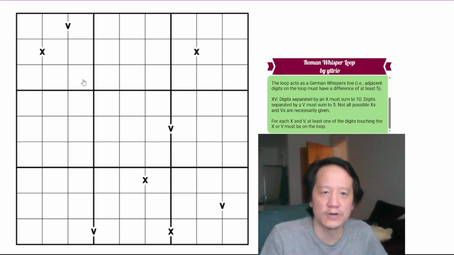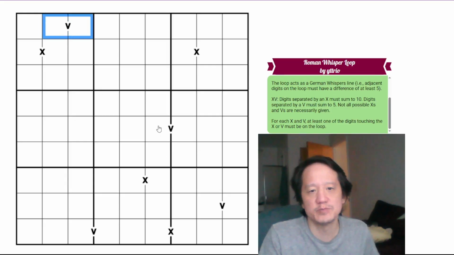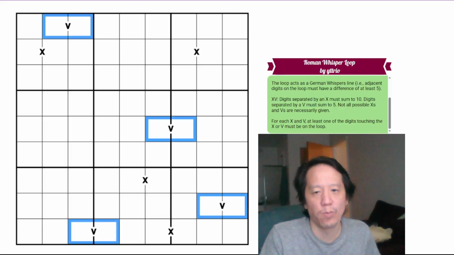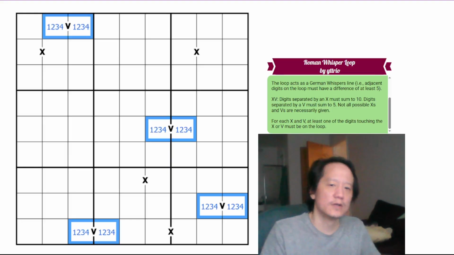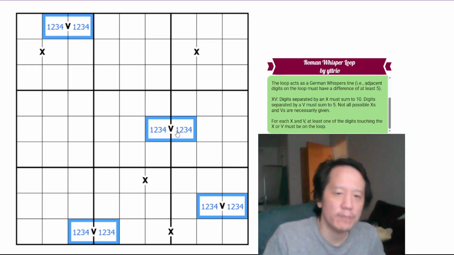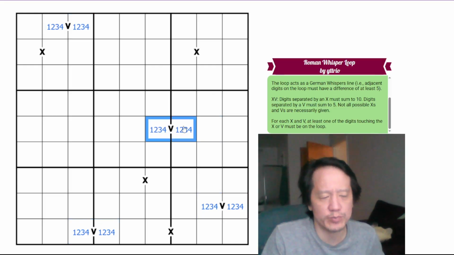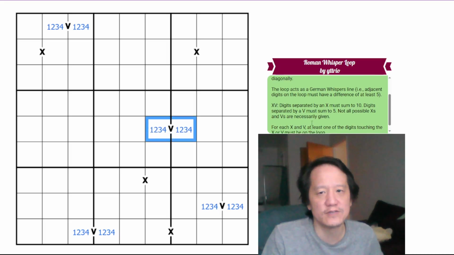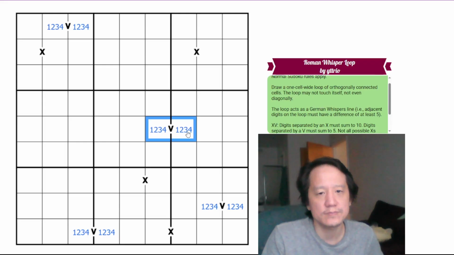Let's go. So all the Vs must be 1 through 4. Obviously, both of the Vs can never be on the loop. The reason we know that is if they were on the loop, they would have to share an edge, and adjacent digits on the loop must have a difference of at least 5. Well, you'll never have a difference of 5 between two digits that add up to 5. So only one of the digits on the 1, 2, 3, 4 can ever be on the loop.